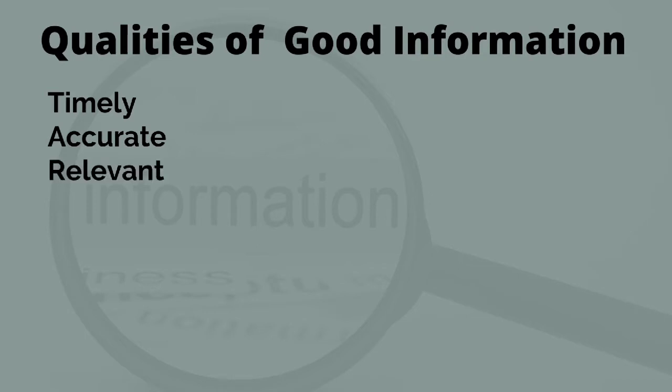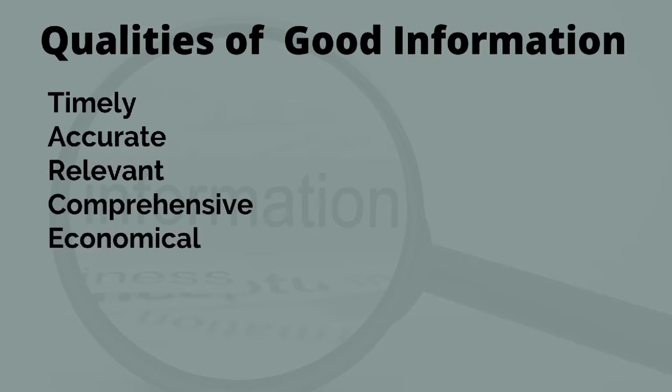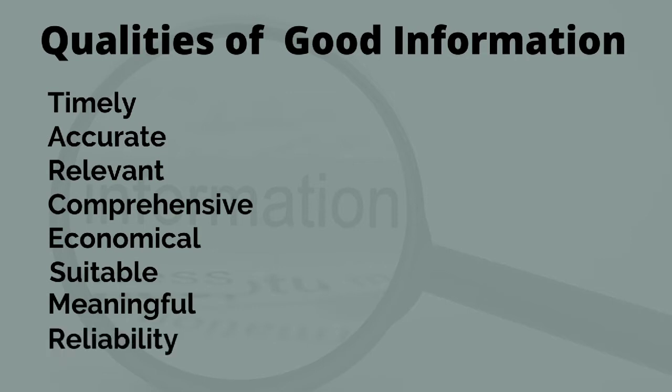Good information also has to be relevant, meaning it should relate to the subject at hand. It also has to be comprehensive, meaning it must be full and complete and easy to understand. Economical, by not being too costly such that the user can afford it. Suitable, it should be for the right purpose. Meaningful, it must be expressed in a language and in a way that can easily be understood. And reliable, it must be unfailing.